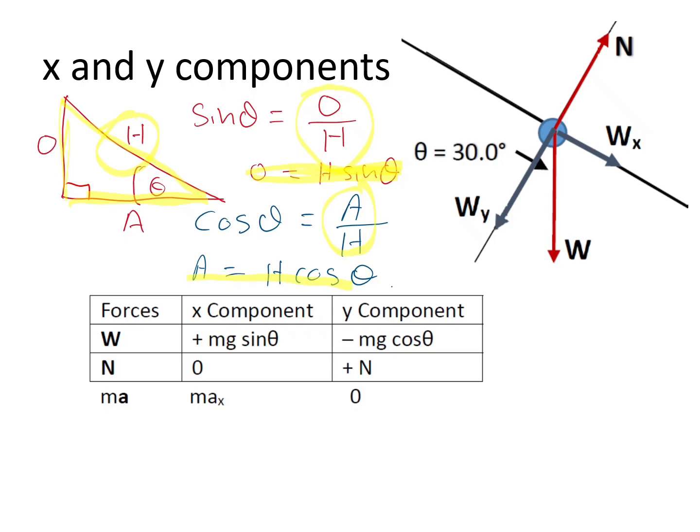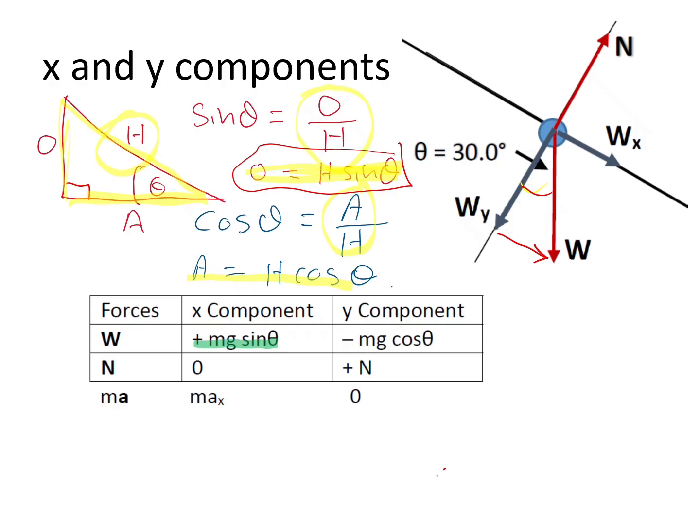Now if you notice here, this angle is our theta and this is 30 degrees. Now the x component, w sub x, is opposite to this angle right here. So the opposite is given by hypotenuse times sine theta. That means we get the x component of our weight force by using the sine. So we have the x component of the weight force as mg sine theta.